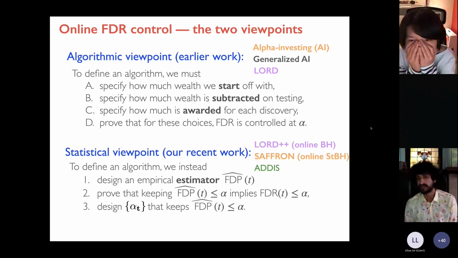that have been made. You can view LOND++ as an online version of the BH algorithm and SAFFRON as online Storey-BH. These advances have happened basically because we've now really written down the empirical estimator of the FDR that's being used implicitly in these algorithms. Can we design a better estimator of the FDR or FDP hat, and that yields new algorithms. So that's why these advances have happened recently.